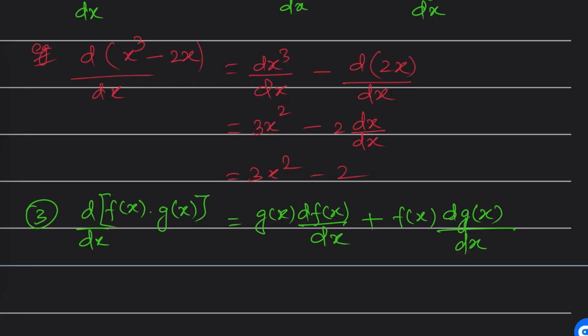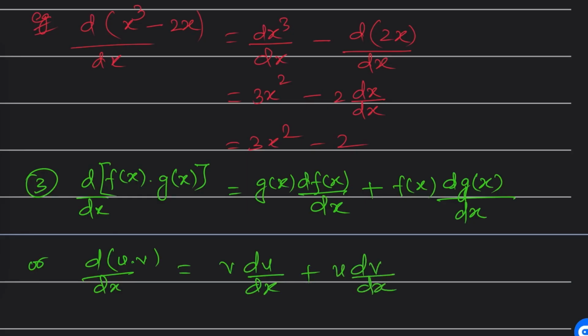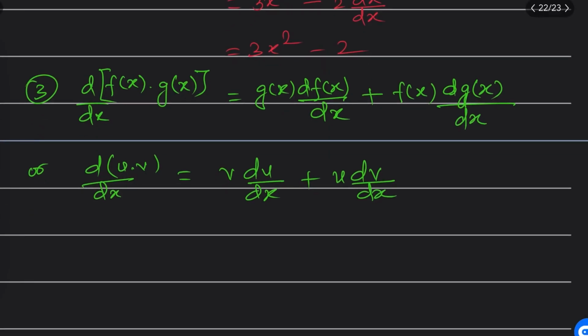In books you will also find the same expression written as the differentiation of u into v: v as it is, differentiation of u with respect to x, plus u, differentiation of v with respect to x. This is the rule. It looks easier in terms of u and v, because writing f(x), g(x) is complicated, but uv is very simple to understand. So you can go with uv also.